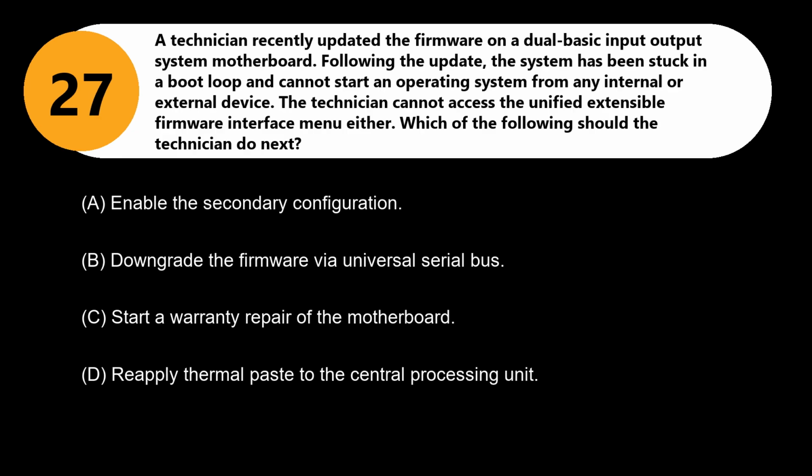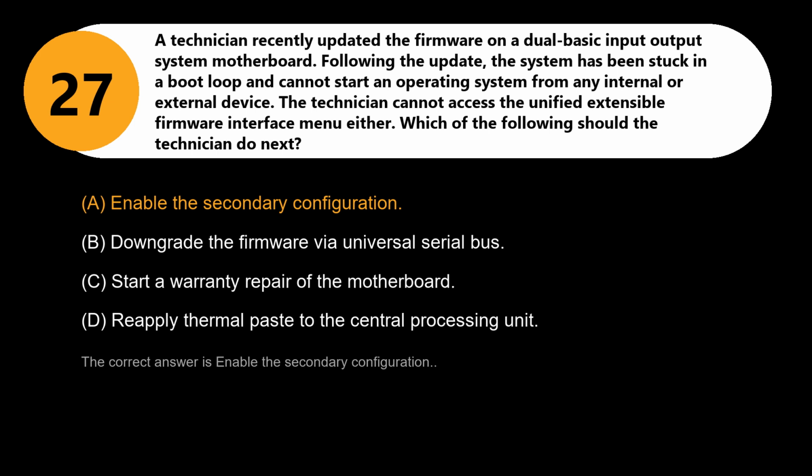Question 27. A technician recently updated the firmware on a dual basic input-output system motherboard. Following the update, the system has been stuck in a boot loop and cannot start an operating system from any internal or external device. The technician cannot access the unified extensible firmware interface menu either. Which of the following should the technician do next? Option A, enable the secondary configuration. Option B, downgrade the firmware via universal serial bus. Option C, start a warranty repair of the motherboard. Option D, reapply thermal paste to the central processing unit. The correct answer is option A, enable the secondary configuration.